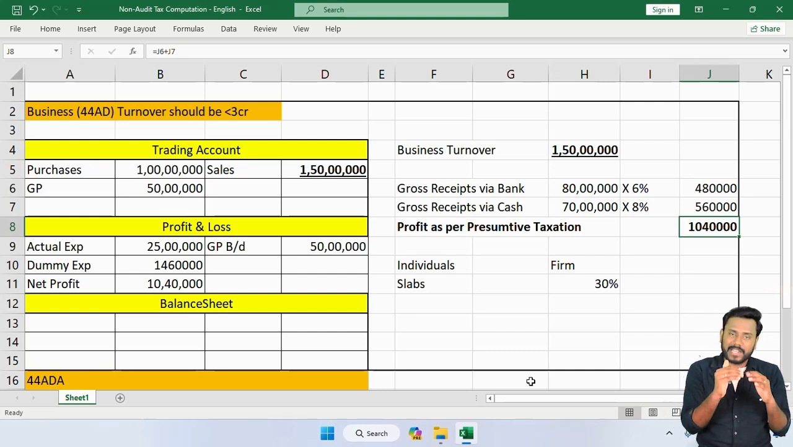On that, again, whatever total deductions are eligible will be reduced. On the net income, you will be paying taxes on a slab basis. But when it comes to a firm, it needs to pay taxes directly at 30% in the firm's name itself.